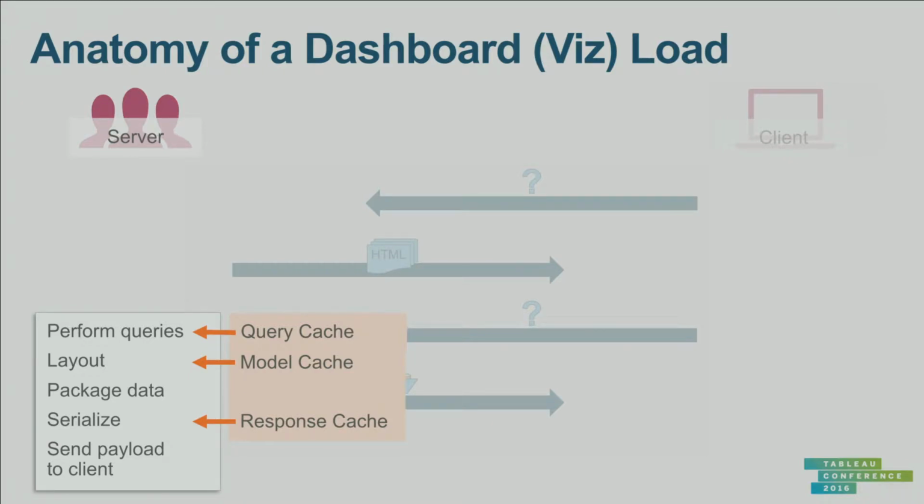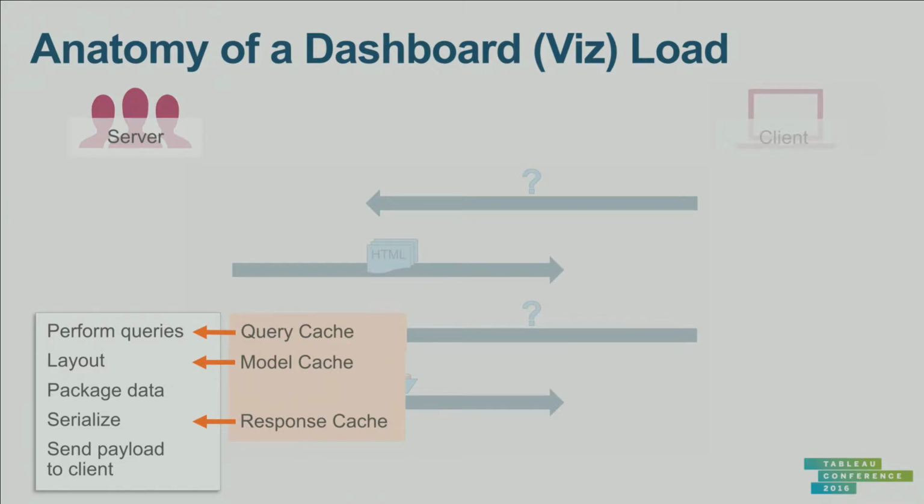This is due to a fundamental difference between server and desktop, which is that on server, you have potentially multiple users who are all viewing the same dashboards or accessing the same database. And so we're able to leverage the work that another user did when serving your request. We have a number of optimizations on server that are effectively a layer of caches that reuse the results we've already computed for other users.